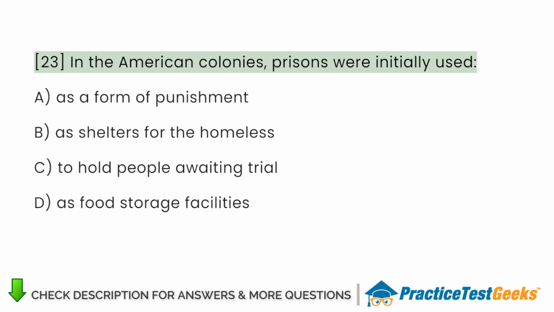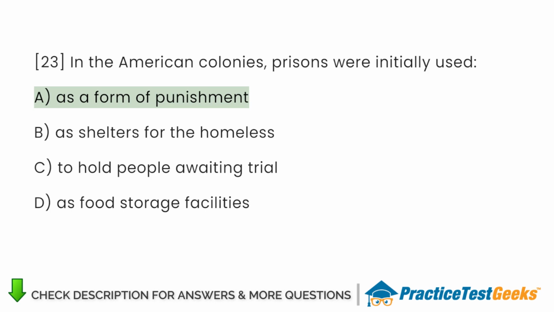In the American colonies, prisons were initially used: A. As a form of punishment. B. As shelters for the homeless. C. To hold people awaiting trial. D. As food storage facilities.